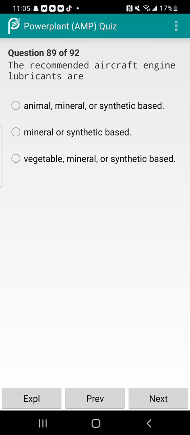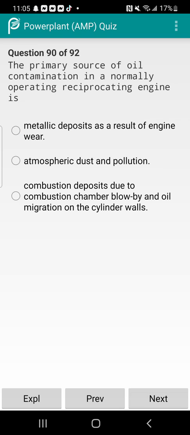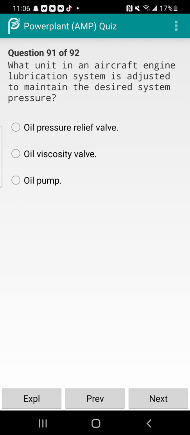The recommended aircraft engine lubricants are mineral or synthetic base. The primary source of oil contamination in a normally operated reciprocating engine is combustion deposits due to combustion chamber blowby and oil migration on cylinder walls.